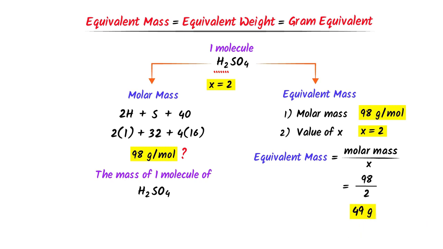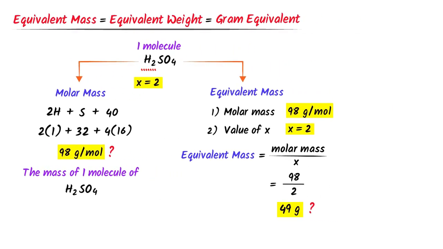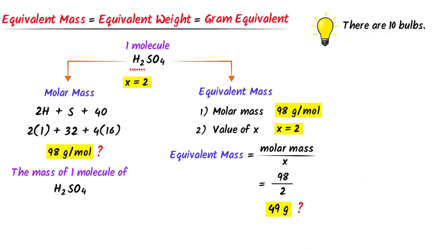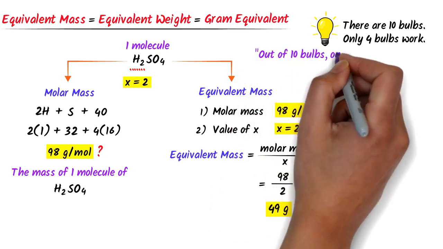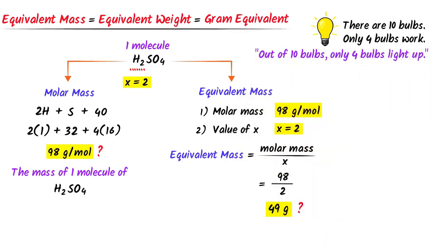Now here comes the climax of this lecture. If I ask you what is meant by equivalent mass of 49 gram of H2SO4, can you answer this question? Well, let me explain it. Consider 10 bulbs. Let 4 bulbs can light up and 6 bulbs are dead. So we say out of 10 bulbs, only 4 bulbs have the capacity to light up.